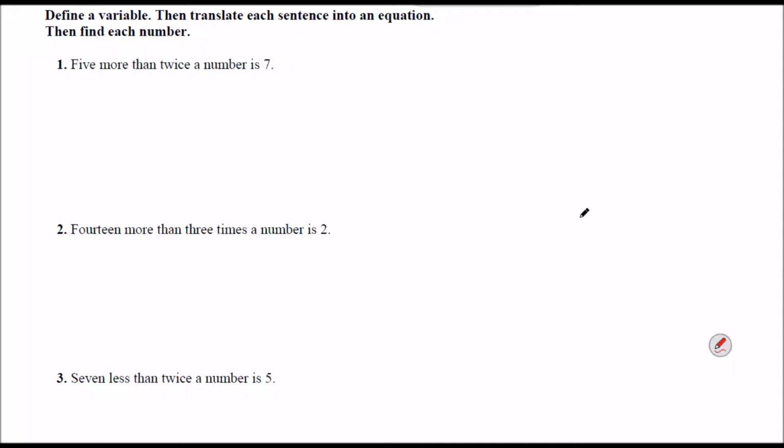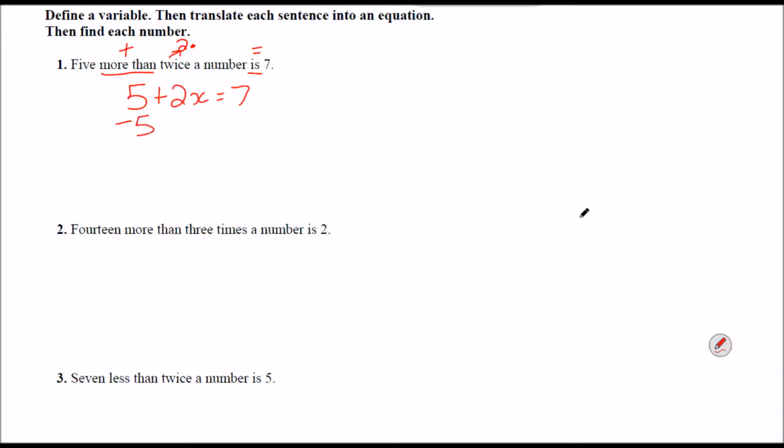Number 1 says 5 more than, so more than means addition, twice a number. The word twice means 2 times a number, and then the word is means equals. So here we go, 5 plus 2. We don't have a specific thing that our number is, so we get to pick any variable. Most people use x because it's common.